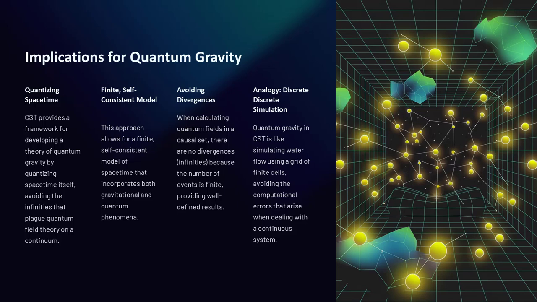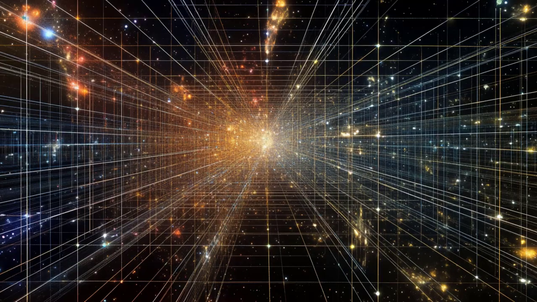When calculating quantum fields in a causal set, there are no divergences, infinities, because the number of events is finite, providing well-defined results for physical quantities like energy and momentum. Quantum gravity in CST is like simulating water flow using a grid of finite cells. The discrete grid avoids the computational errors that arise when dealing with a continuous system.